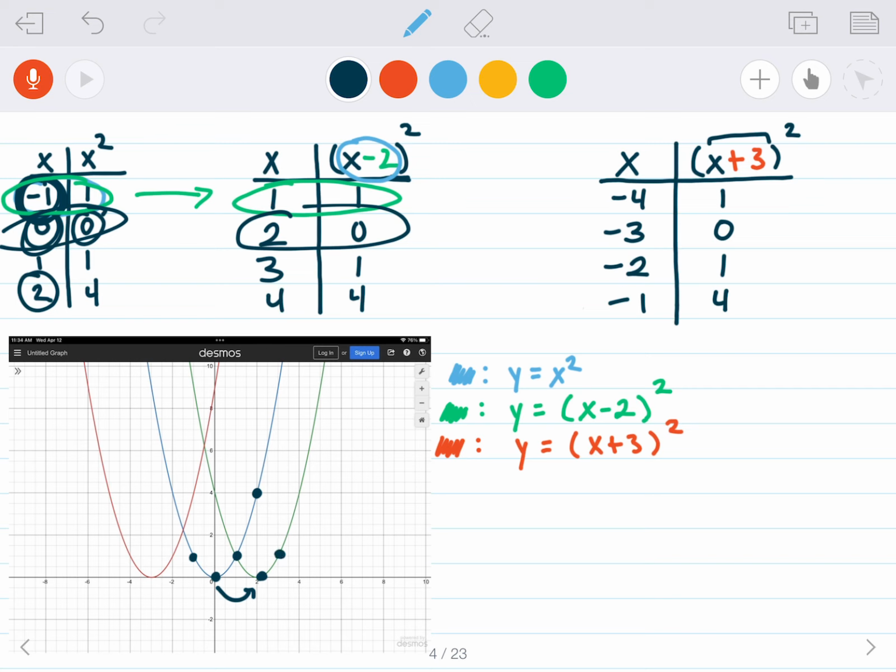And finally, (2, 4) became (4, 4), and we can see that right here pretty easily. All right, so those are those points. Let's put the same points on the red curve.